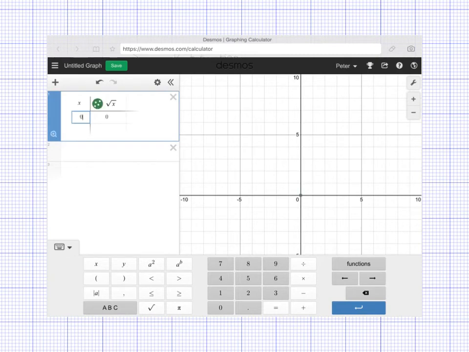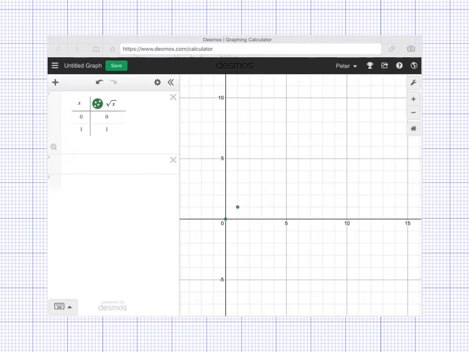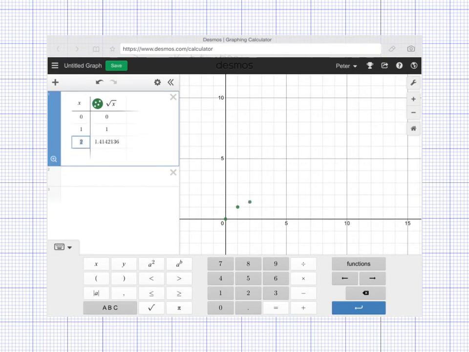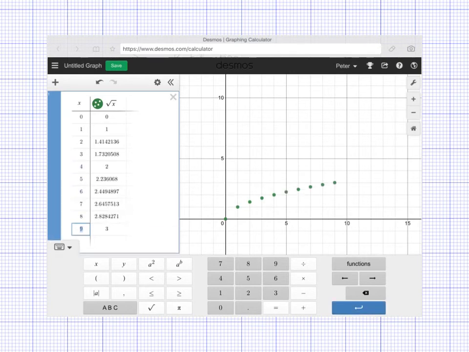So 0, the answer is 0. Enter, I'll put a 1 in, the answer is 1. And you can see it graphing those points as we go. All right, so by now it's got an idea of what sequence I want, so it's going to put in the numbers for me. All right, so 2, square root of 2 is 1.41, square root of 3, square root of 4, which is a nice number, square root of 5, 6, 7, 8, 9, and we'll stop there because it's a nice number.